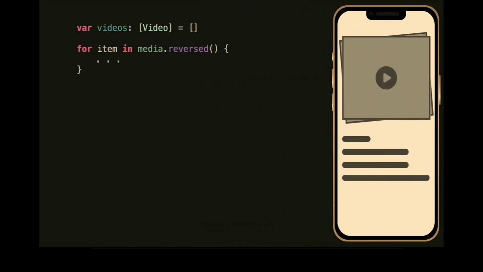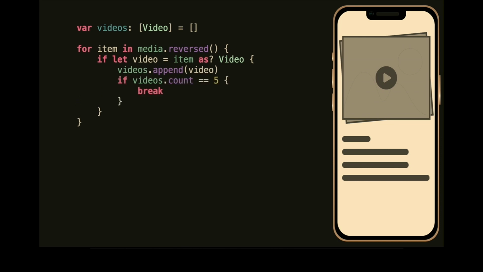We're going to store the videos in an array. So we loop over the items in our media collection in reverse because we want to get only the last 5 items. We check the item and make sure it's a video and append it to the array. And finally, we stop when we get 5 videos. It's not that bad, but it's quite a lot of code for a simple operation.